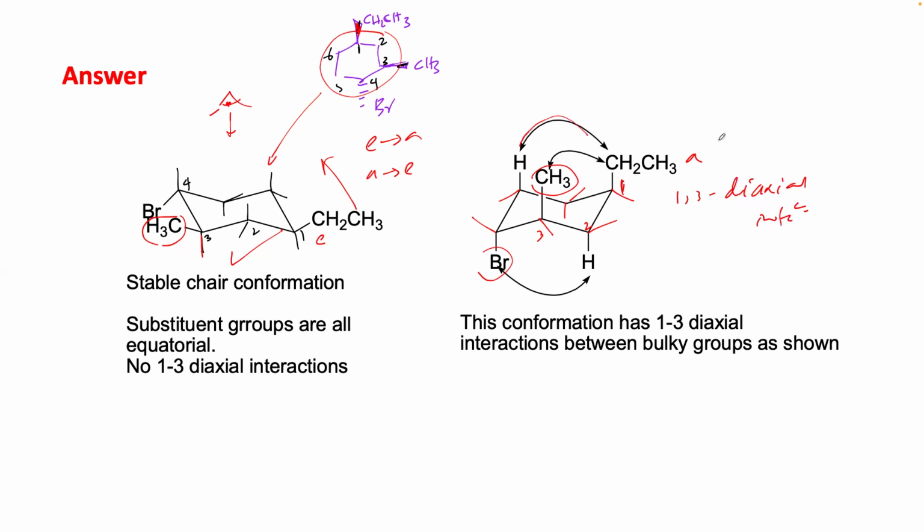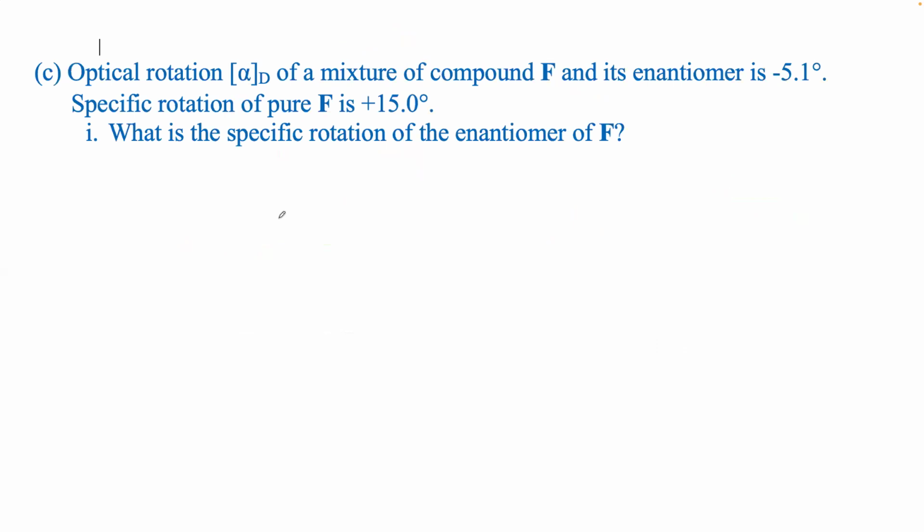Therefore, conformation 2 is less stable. Conformation 1 is more stable, because these bigger groups are in the equatorial positions, away from each other, so there's no steric clash. You can mention there are no 1,3 diaxial interactions, but conformation 2 has 1,3 diaxial interactions. Therefore, it is unstable. That is the answer for part 2 of the same question. Right, so that's the end of that question.